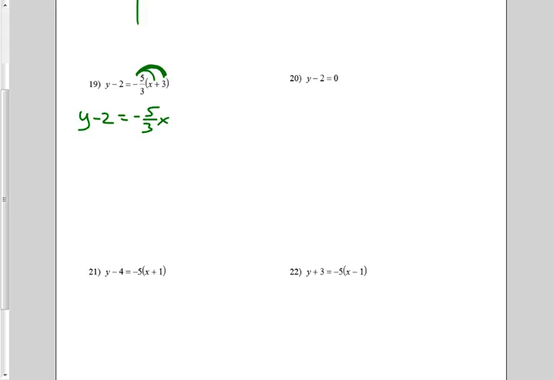So anyway, back to my problem. Negative 5/3 times 3 was simply negative 5. And now I'm ready to do my line down the middle and add 2 to both sides.